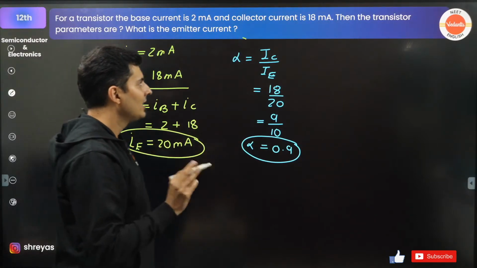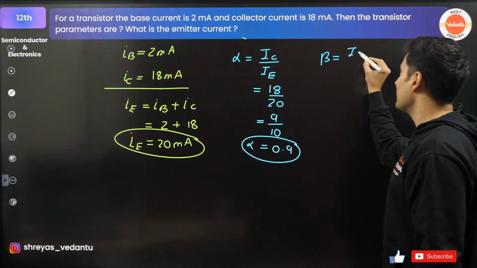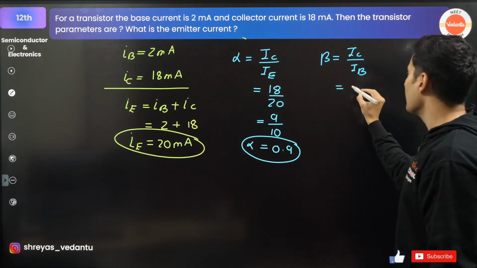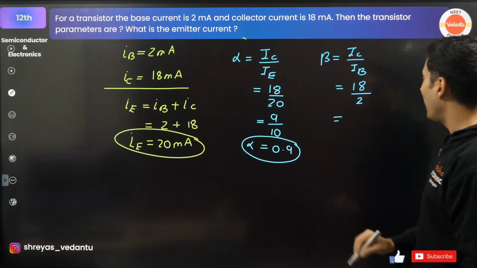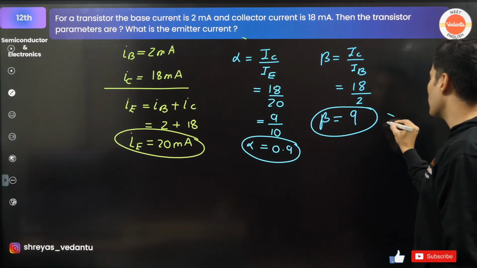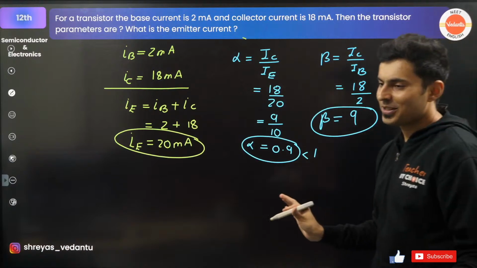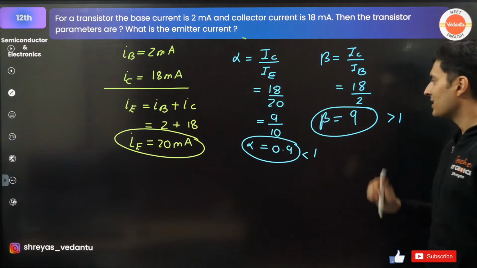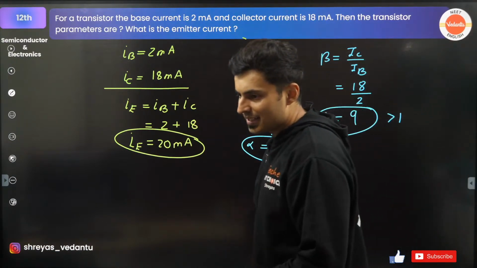That's what we got. Last thing, beta. What will you do, my dear students? It is IC by IB. Collector is nothing but 18. Base is nothing but 2. So 18 by 2, that is going to be 9. So that is your beta. And I had told you beta is always more than 1, alpha is always less than 1. So that is the relationship. Excellent. IC by IB, that's 9, and alpha is nothing but 0.9. That's what we got.